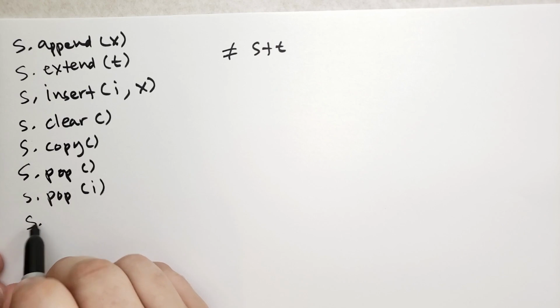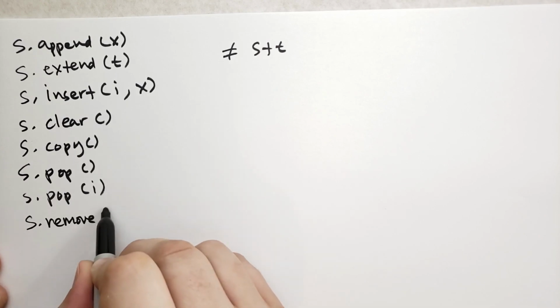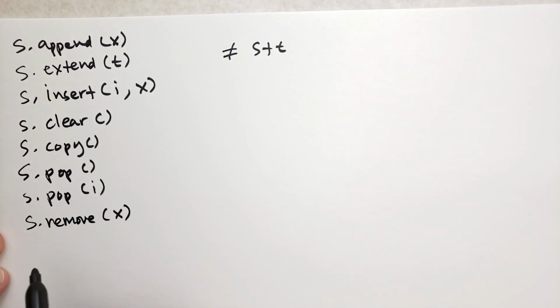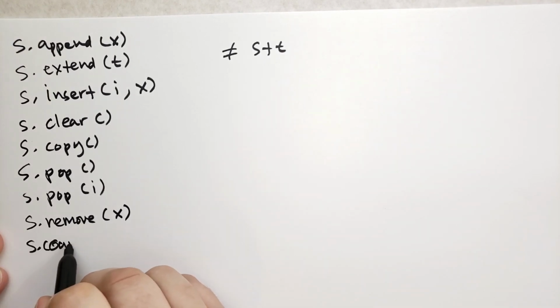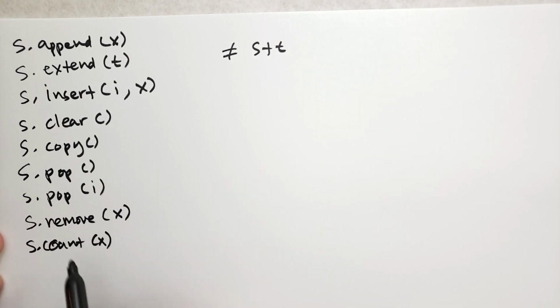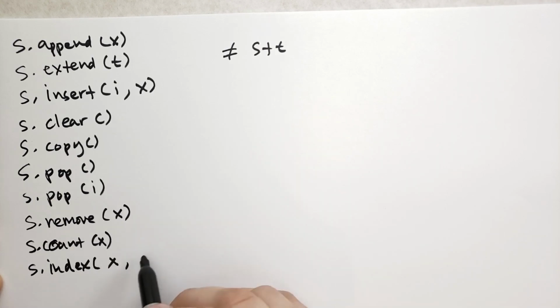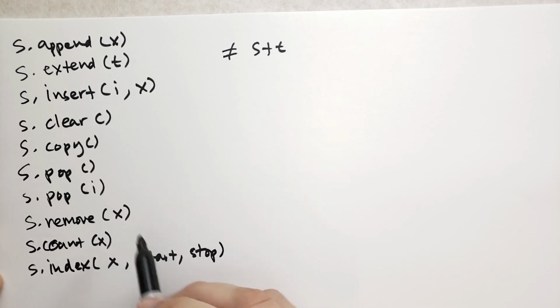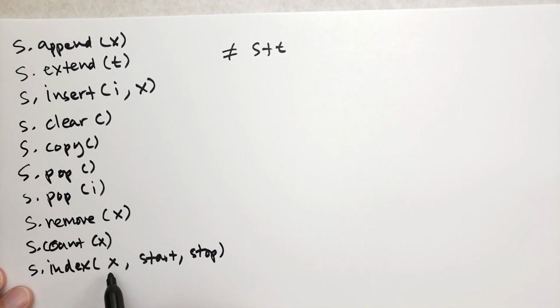We can remove items by their value. This will search the list s for that value x and remove the first one it sees. We can count the number of times that the value occurs using the count method. We can also find where the value is in the list using index with x, and we have the optional start and end or stop parameters. These are optional, you don't have to specify them, but that'll look for x in the list and tell you where it is. And then finally we have reverse and we have sort. We'll cover these in the sorted and reversed lecture later on.